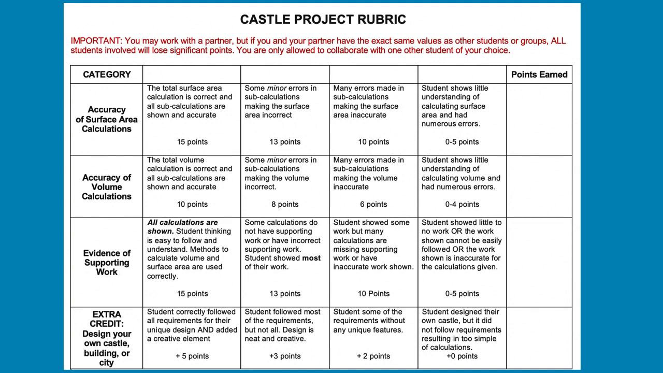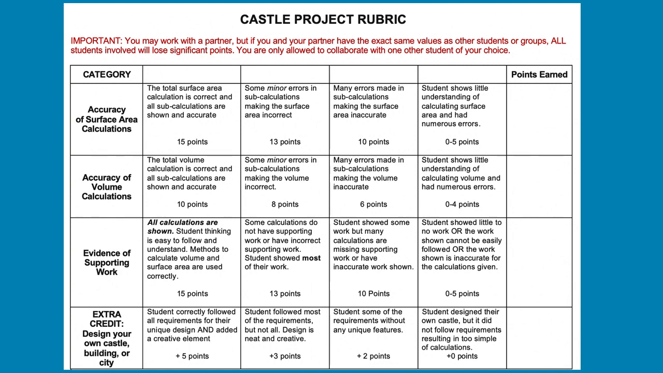And then 15 points are put on your calculations, the work that you showed behind them. I want to see the work that you did, whether you used formulas, whether you added together different pieces, whatever the work is that you did, I need you to show it. So full credit, 15 points, will show all of your work and the methods that you use to calculate volume and surface area.